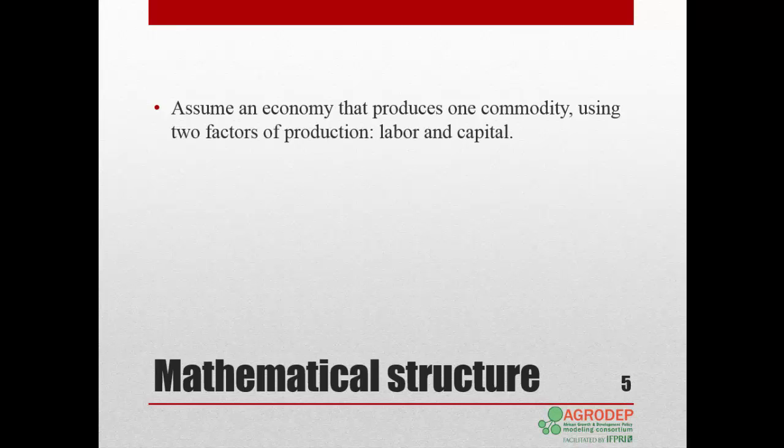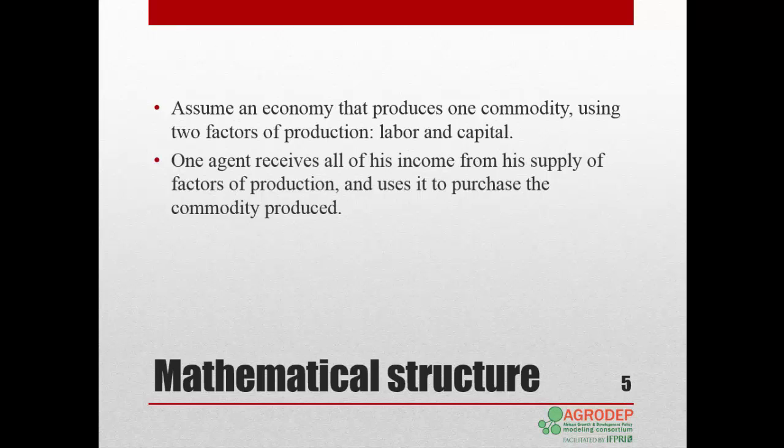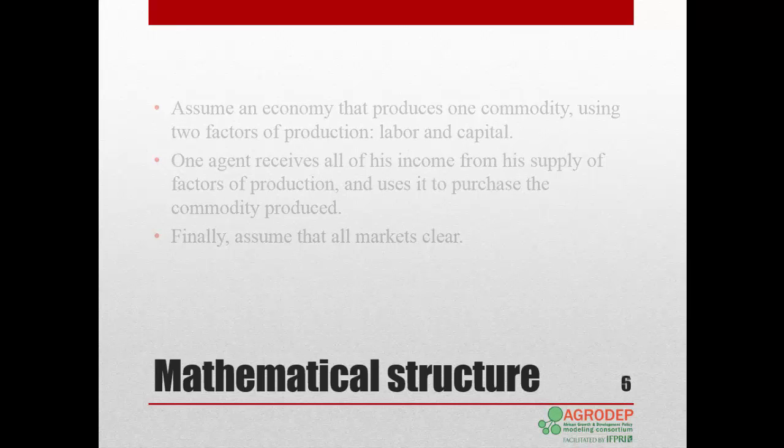In this simple model, we assume an economy that produces one commodity and uses two factors of production, labor and capital. We assume also only one agent whose income derives from the supply of factors of production and whose total income is spent on the one commodity produced. Finally, we assume that all markets clear, commodity and factor markets.